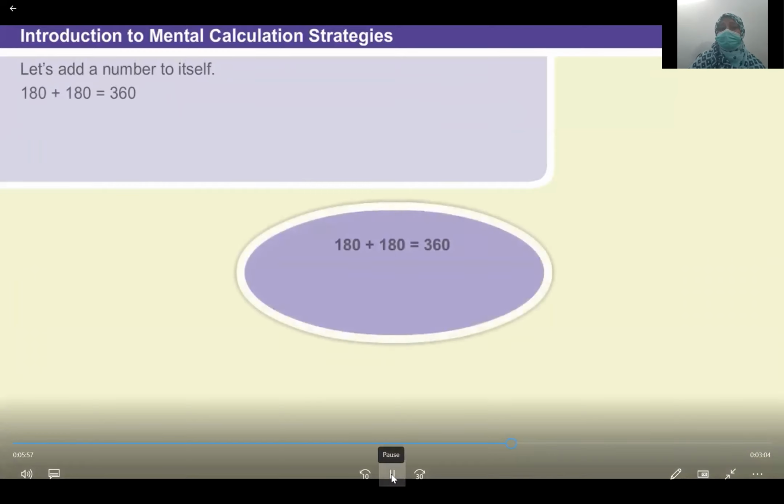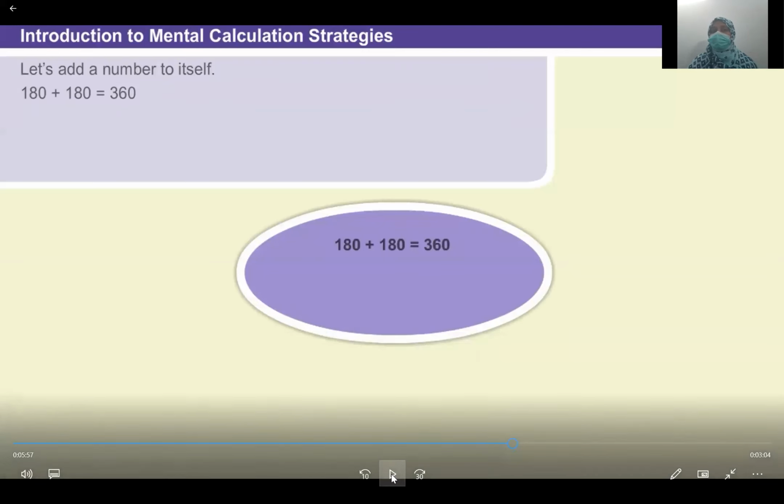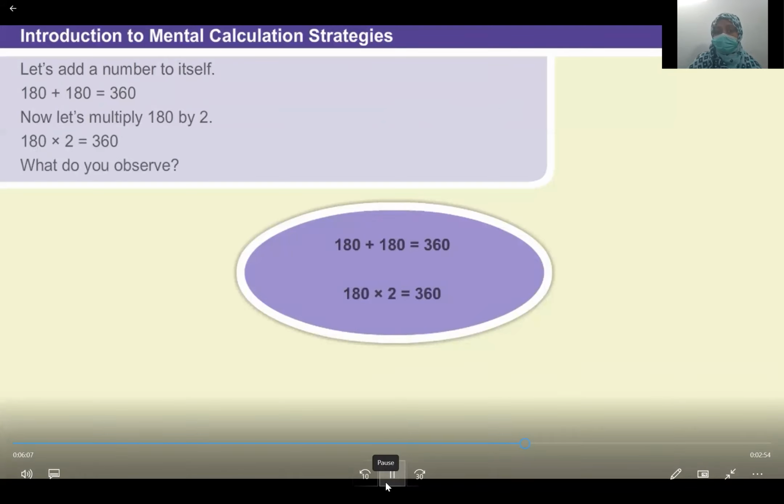Next we are going to do another form, like adding a number to itself. For example, here I have chosen the number 180. So I want to add a number to itself, meaning adding the same number. So 180 plus 180, you will be getting 360. Instead of adding a number to itself, you can say that you are multiplying a number by 2.